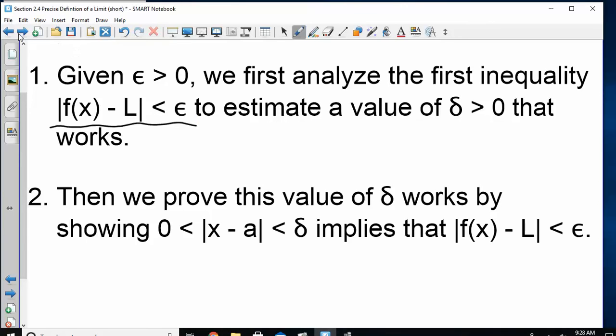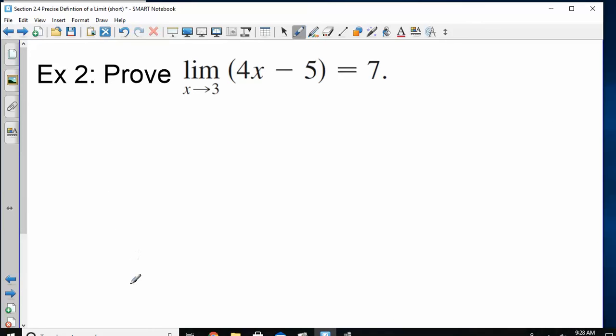So we're going to start with one. I want to prove that this is true. We all believe that this is true. I believe that if I plug my 3 in, I get 12 minus 5, which is 7. So we think that's true. We can make a table and show that we think it's true. We could look at a graph.